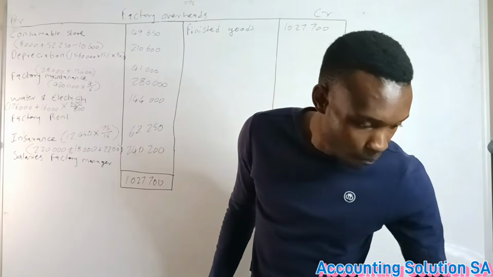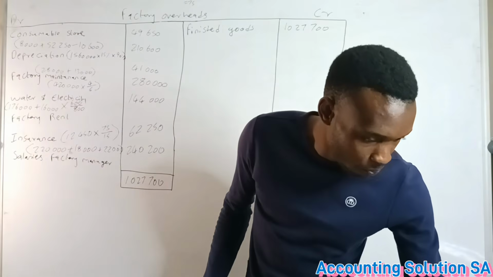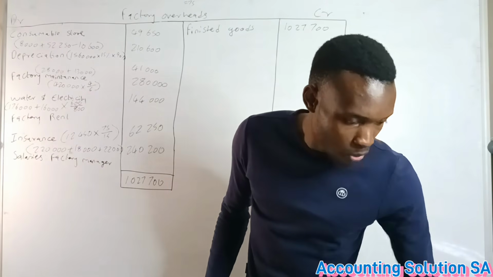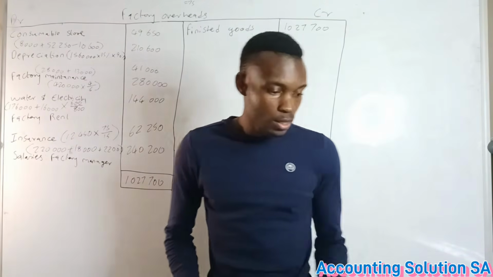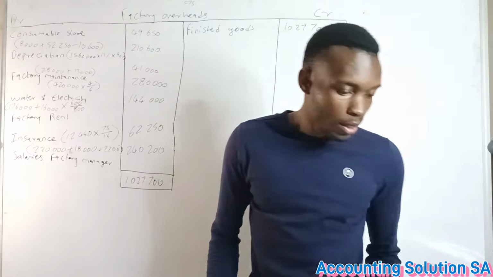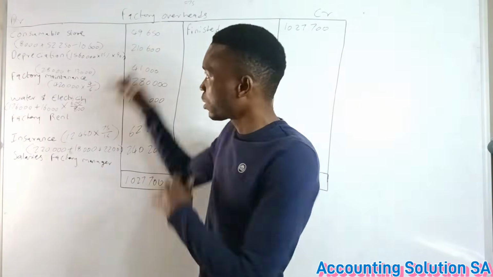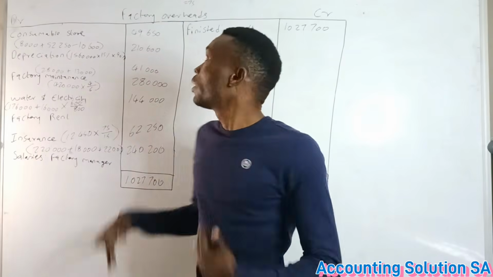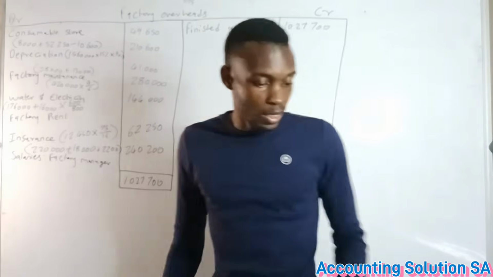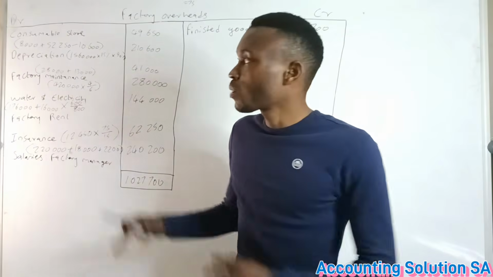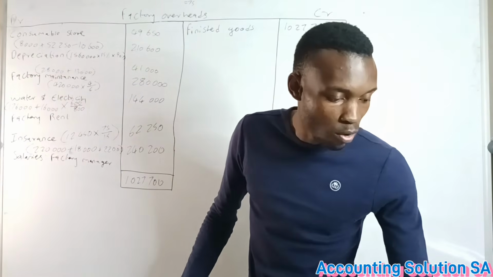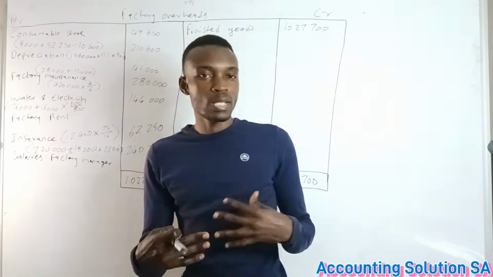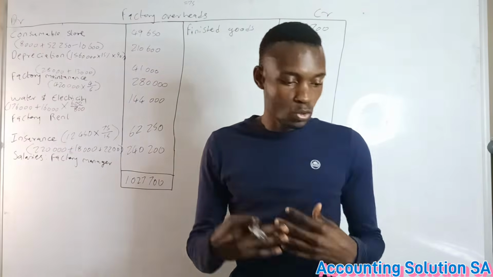Okay, then let's proceed. Number I, they said the total sales for the year amounted to 9 million. Of course, it does not belong to factory overhead. Okay, now we are done with this part, which means that now we can go back and prepare work in progress as well as finished goods.